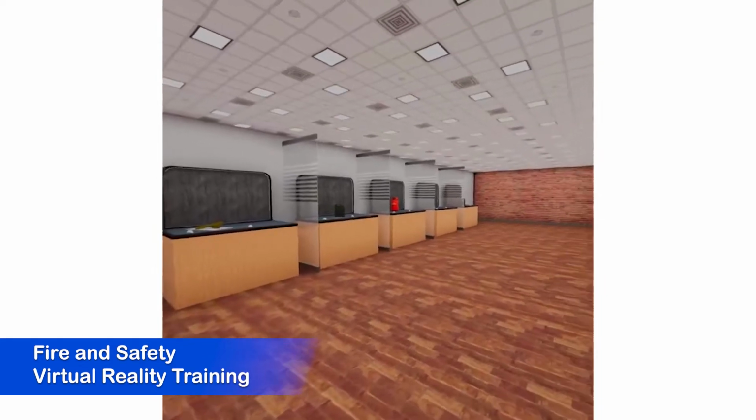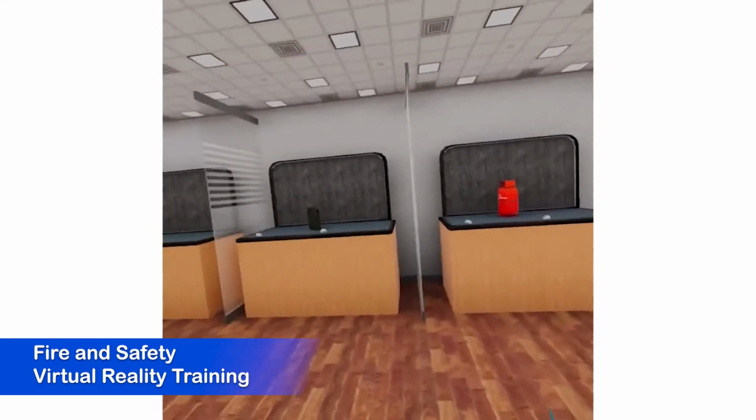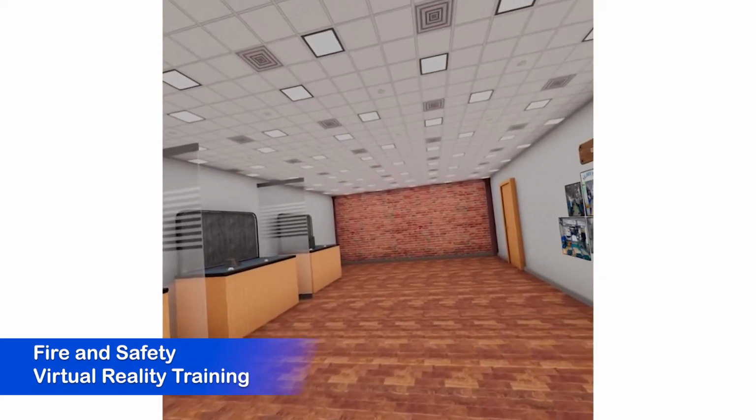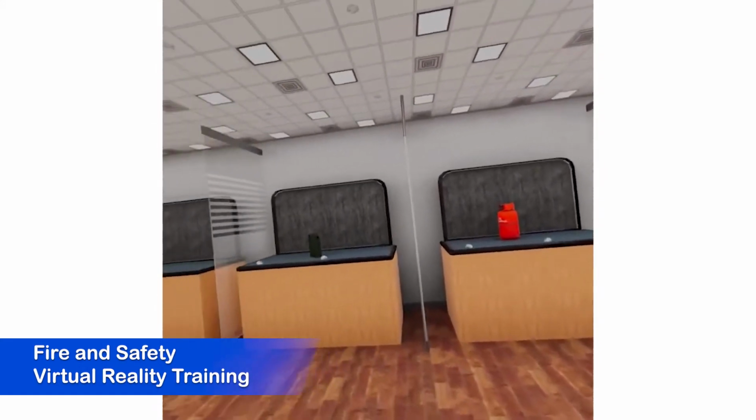In this room, you will learn different types of fire, and how you will extinguish that. In front of you, you can see 5 tables, which represent 5 different types of fire. Go to them individually, and learn about them.